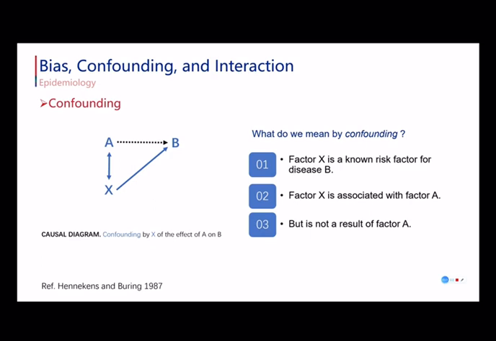In a study of whether factor A is a cause of disease B, we say that a third factor, factor X, is a confounder if the following are true. 1. Factor X is a known risk factor for disease B. 2. Factor X is associated with factor A, but is not a result of factor A.